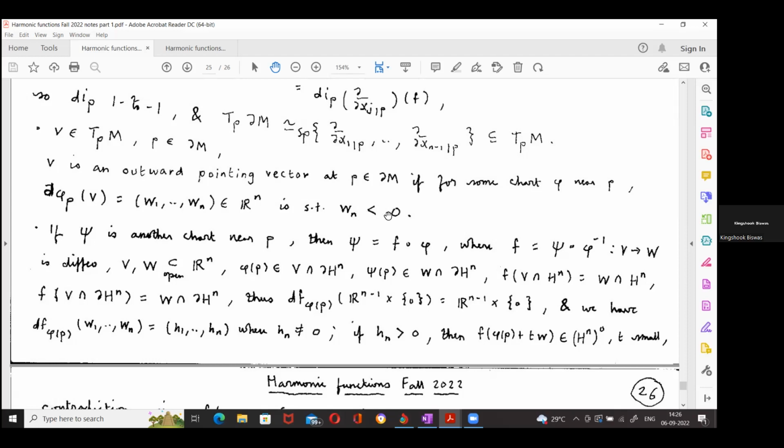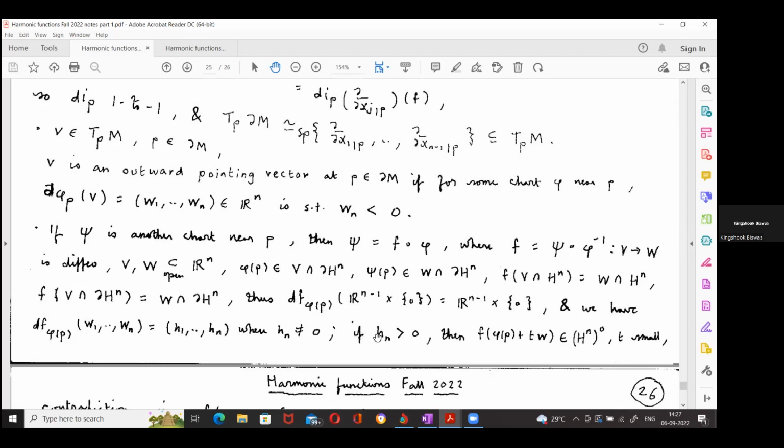In particular, it is non-zero. And since df maps the subspace where the last coordinate is 0 to the subspace where the last coordinate is 0, if I take a vector whose last coordinate is non-zero, then because df is 1 to 1, it will map to a vector h1 to hn, where the last coordinate hn is non-zero, right? Now there are two cases, either hn is positive or it is negative.